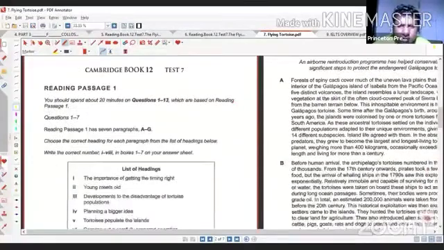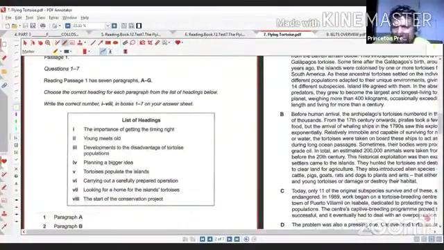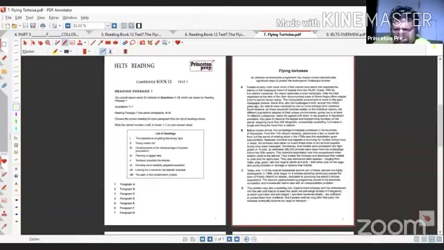This is the heading, and this is the text. You'll have to match the heading. So how are you going to do that? What could be the easiest way of doing this?